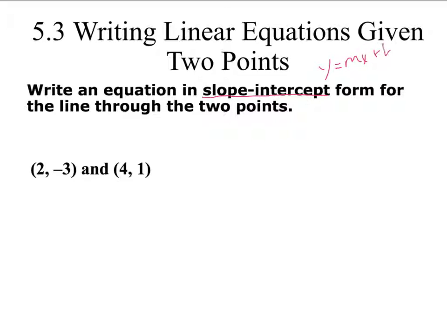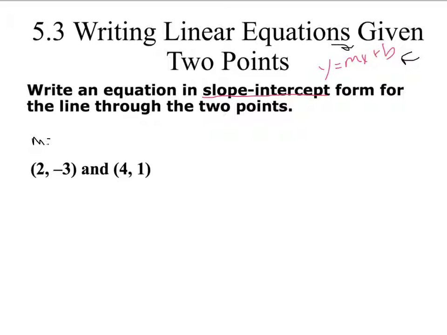In slope-intercept form, we have a slope and we have an intercept. In the points 2, negative 3 and 4, 1, is either one of those a slope? No. Are they the intercept? No. Could you find the slope given those 2 points? Absolutely. So now we first start out with finding the slope. All right, so what's our slope formula?